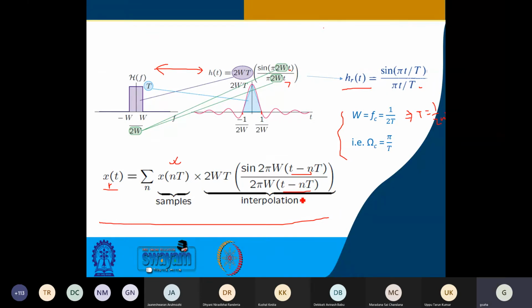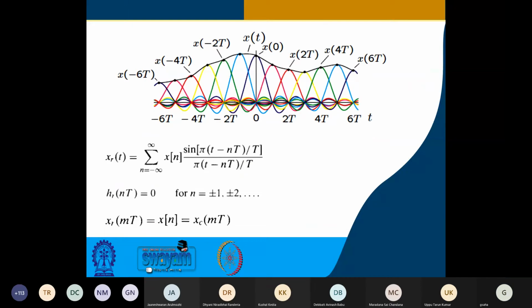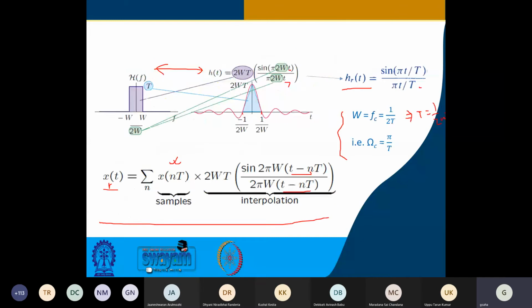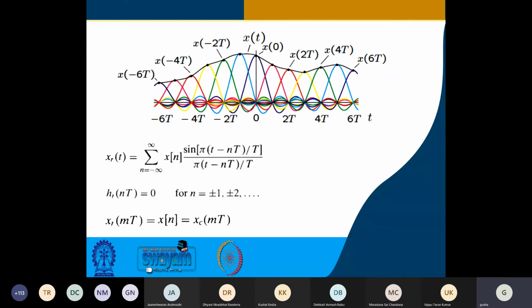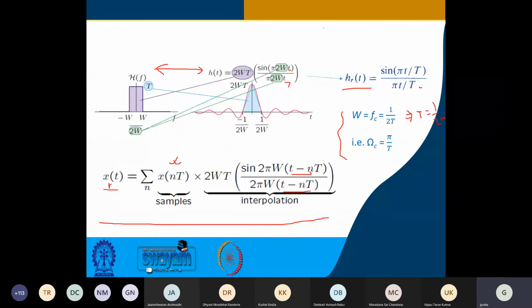How does this interpolation function affect things? That we shall see in the next picture, next slide. You have to be a little patient with these two slides regarding the representation. First, just pick up x0. This x0 relates to n equal to 0. So this is your x0 over here.